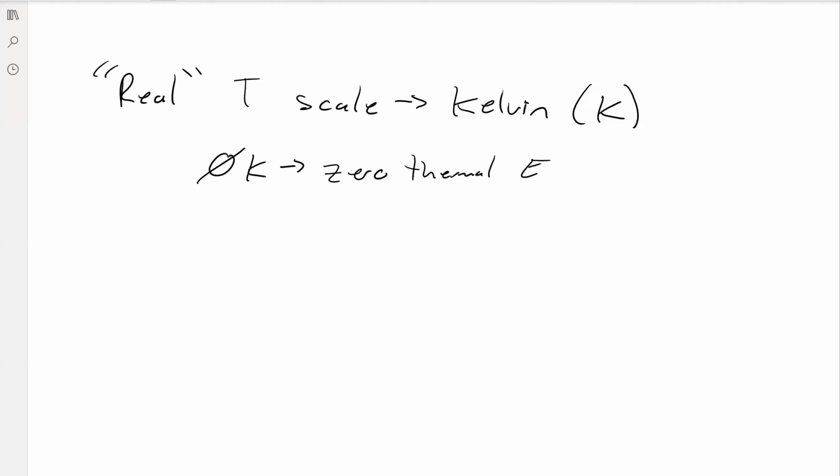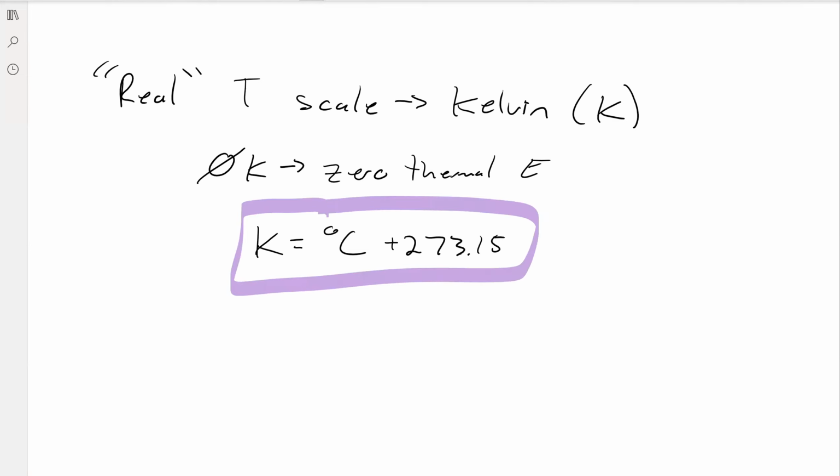In terms of converting, we're only going to focus on converting degrees Celsius to Kelvin because those are the two kind of science temperatures. And they're relatively easy to interconvert. Your Kelvin is going to be equal to your degrees Celsius plus 273.15. And you want to memorize this.